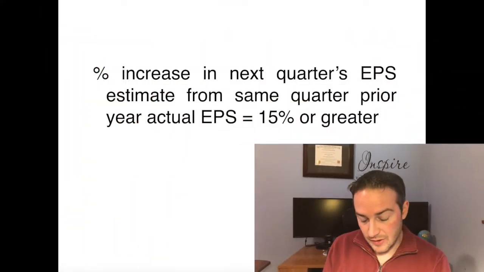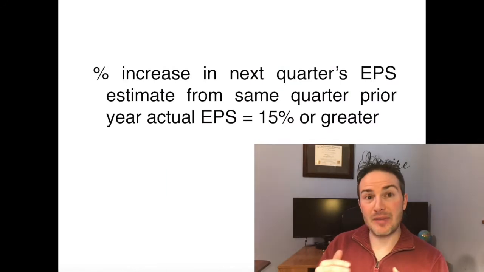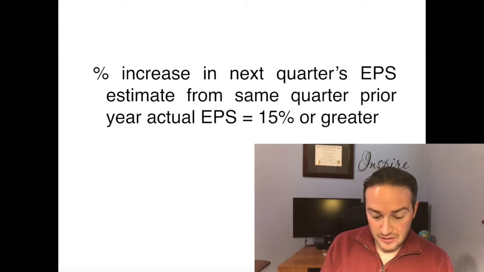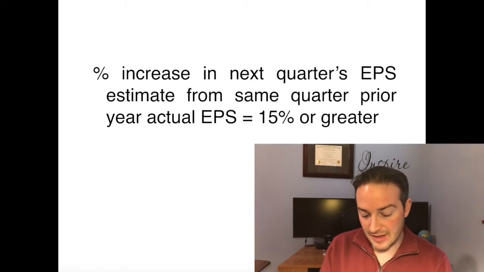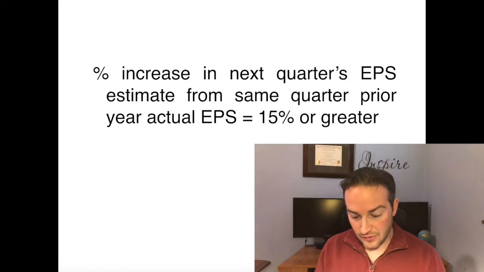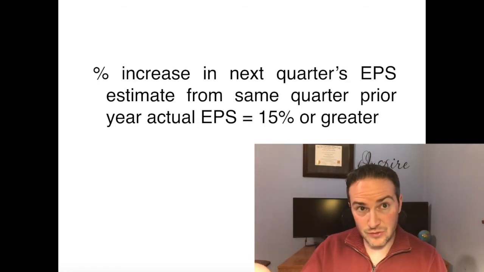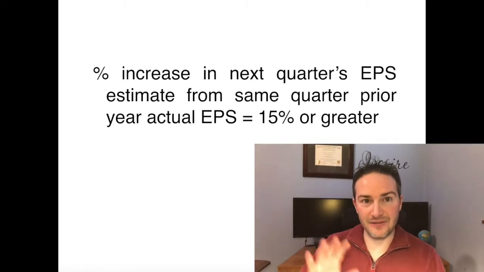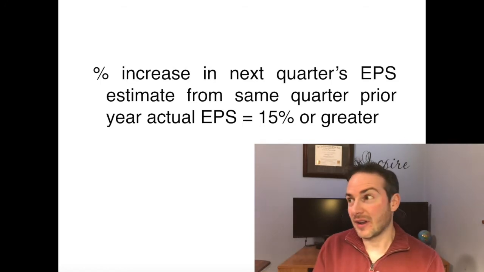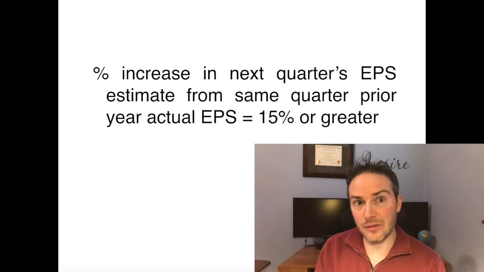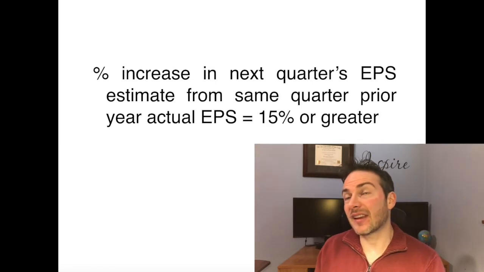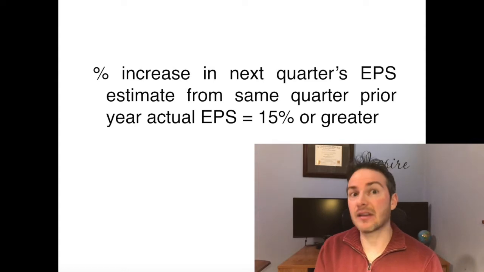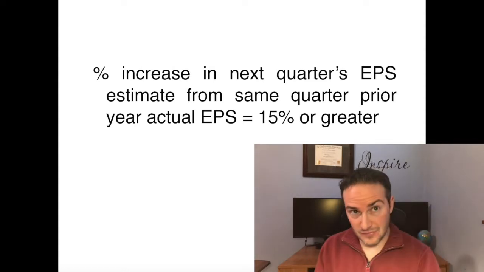Percentage change increase in next quarter's EPS estimate from the same quarter prior year, having the actual EPS be at least 15% or greater. Okay, so we want the estimates for future years and future quarters to be at least 15% or greater. So what are the analysts saying? And we're looking at it. It's a less important factor, but it's still a factor. So we want to keep that in, and an ideal growth stock will have all of these.